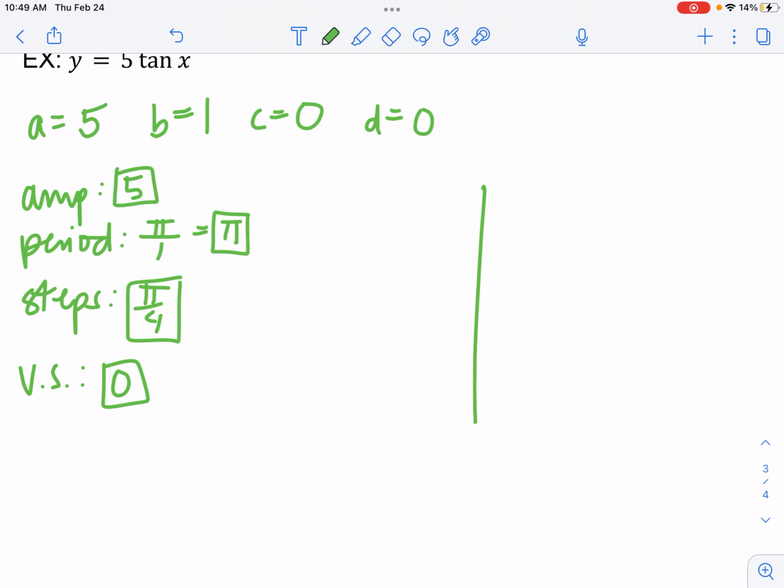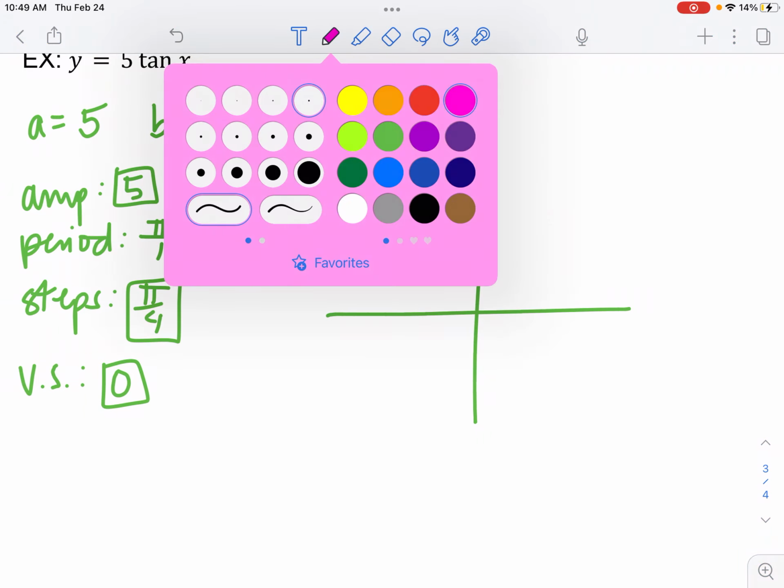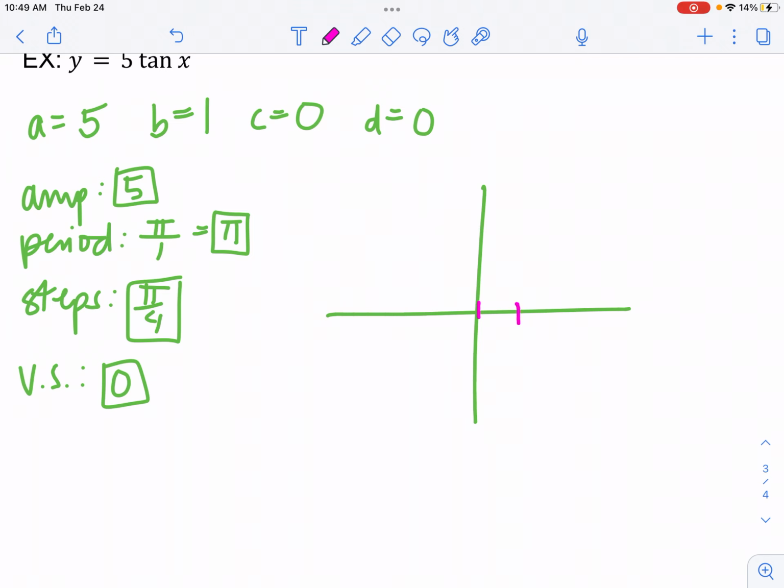And let's plot it out. So, center, 1, 2, 1, 2. Steps are pi over 4, 2 pi over 4, which is pi over 2. Go to the negative side.